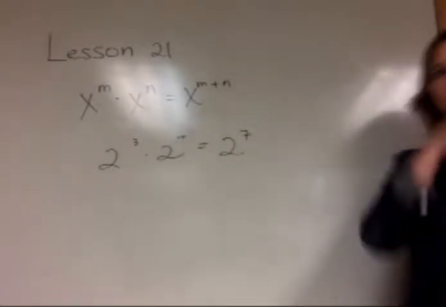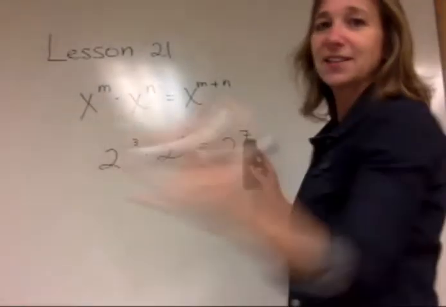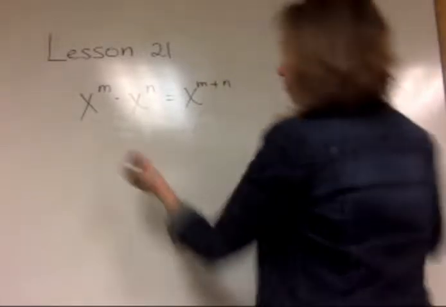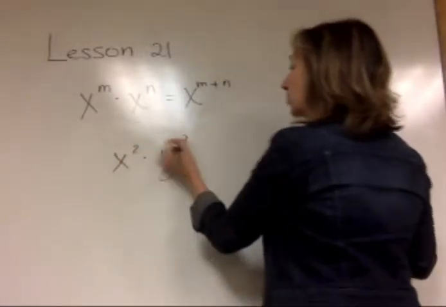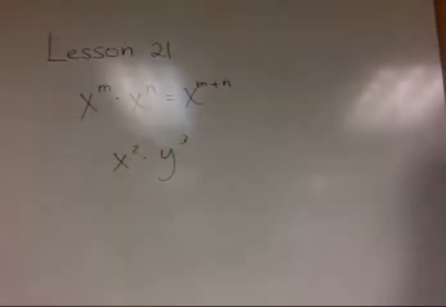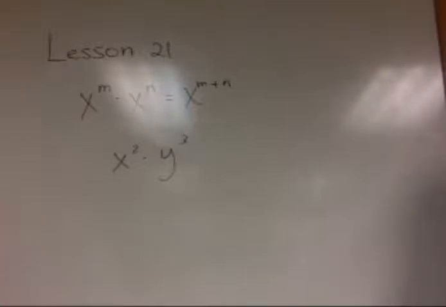So if the bases are different, you would... If the bases are different, I'm writing everything in this one little spot because that's where my camera is. Like if I had x squared times y cubed, there's nothing you can do. The bases aren't the same, so you can't add your exponents. You just leave it like that. So that's just the answer? That's the answer.